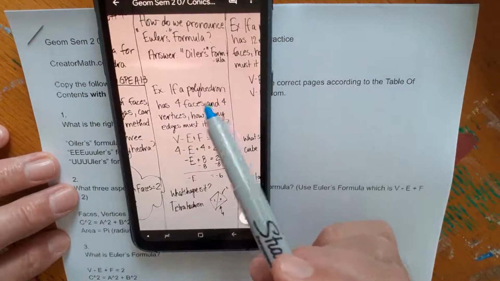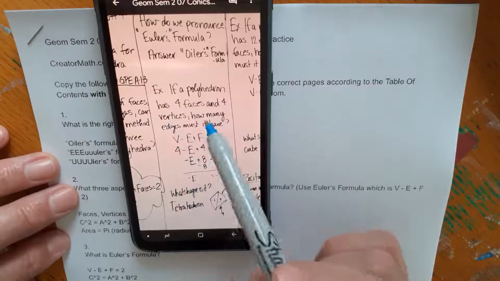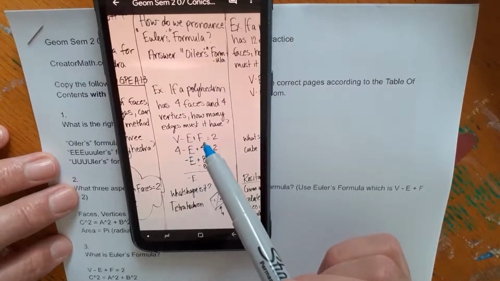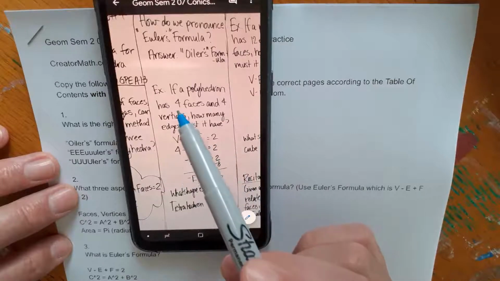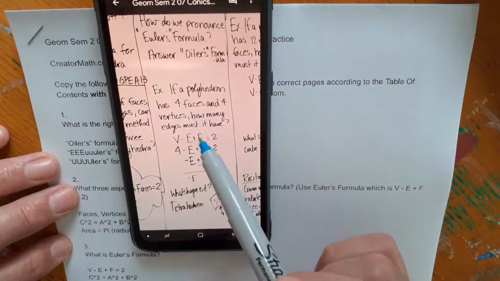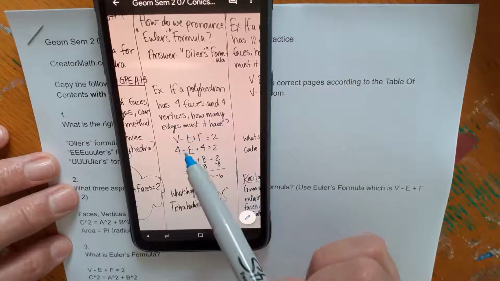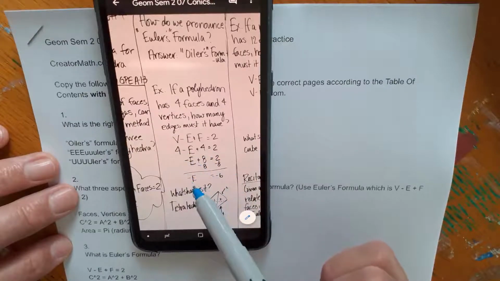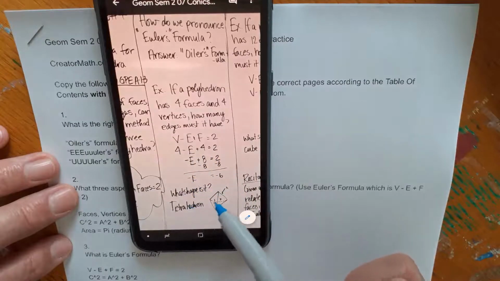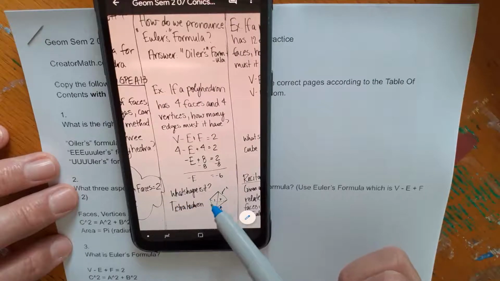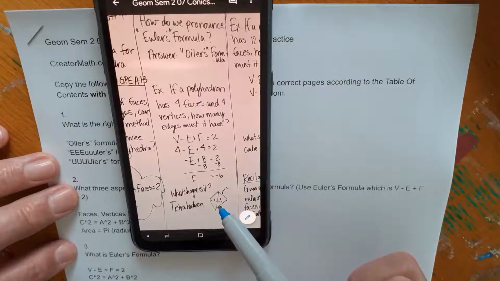So here's an example. If a polyhedron has 4 faces and 4 vertices, how many edges must it have? We use the formula V minus E plus F equals 2 and plug in what we know. If a polyhedron has 4 faces, for F we have 4, and for V we have 4. We're just going to solve and find out how many E's we have. We have 6. So what shape is it? A tetrahedron. This is a drawing of a tetrahedron here. A tetrahedron has 4 triangles put together on their edges.